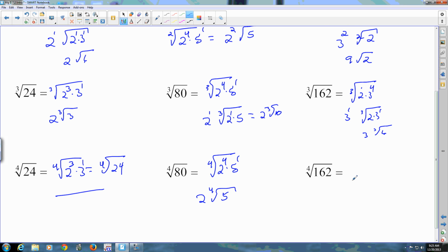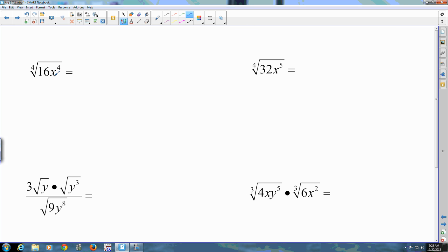And going down to the 4th root, so that's the 4th root of 2 times 3 to the 4th. Once again, the 2 doesn't have a big enough exponent, so it's got to stay put. 4 goes into 4 once with nothing left over. Do I need to put the 1 as an exponent? No. I'm just doing it to illustrate the point. So that would be your final answer.